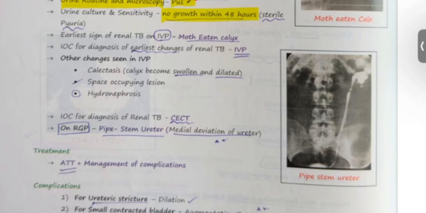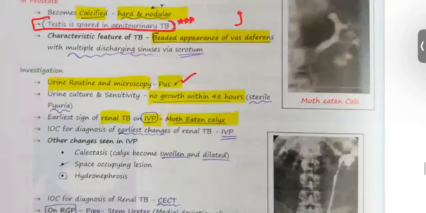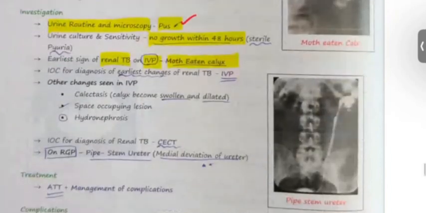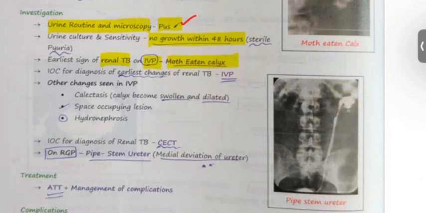Other than that, the earliest sign of renal TB, if the kidney is involved, if we do IVP, intravenous pyelography, then there will be moth eaten calyx. Okay, moth eaten calyx means the kidney looks as if some worm has eaten it. Okay? So that is the earliest sign, and the investigation of choice for diagnosis of early signs is again IVP.